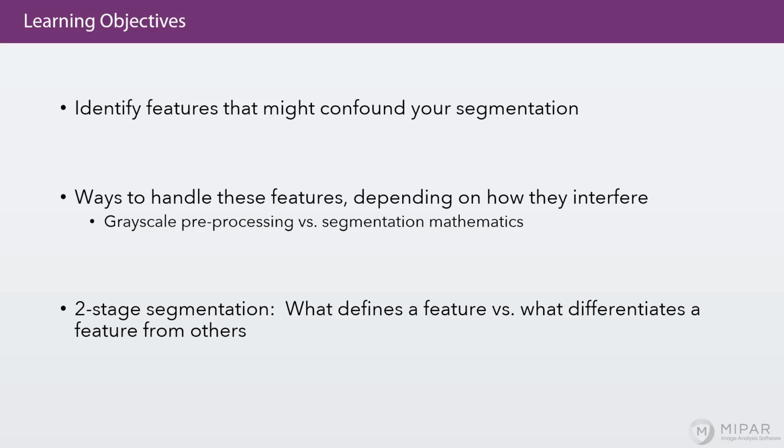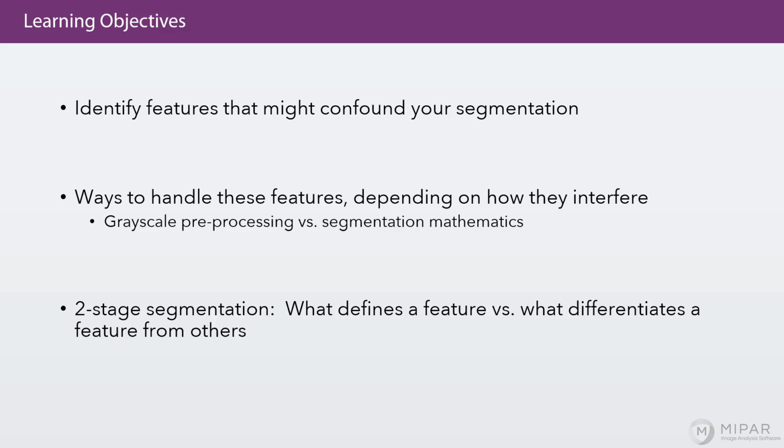So when I say distractions, I don't just mean things like scale bars and labels. I also mean perhaps scratches that run across the surface of your sample, or dust that happened to get onto your polarizer, or some sort of error like that that will interfere with your segmentation. And depending on the type of interference that you get, that will determine how you want to handle it, with grayscale preprocessing or with segmentation mathematics. Basically, do you want to remove the features before you segment or after you segment?